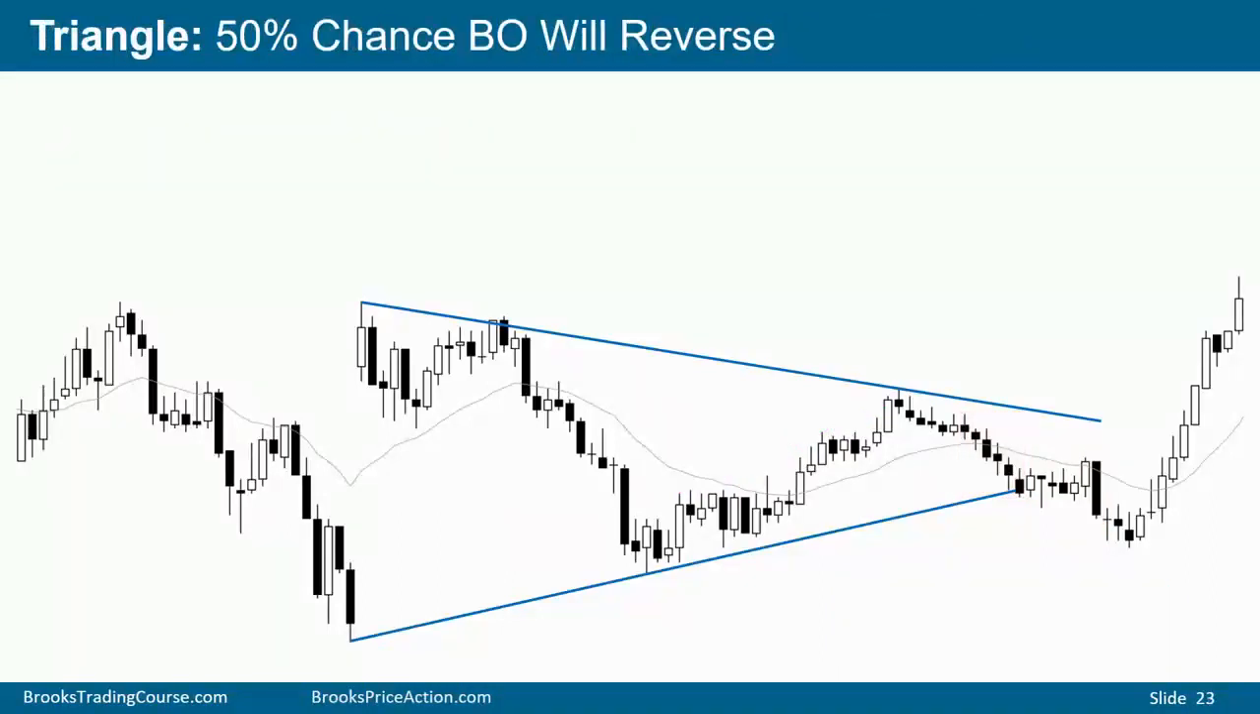When you have a breakout mode setup, here a triangle, there's a 50% chance the first breakout will fail and reverse. When you ultimately get a successful reversal, there's a 50% chance it'll be up, 50% chance it'll be down.